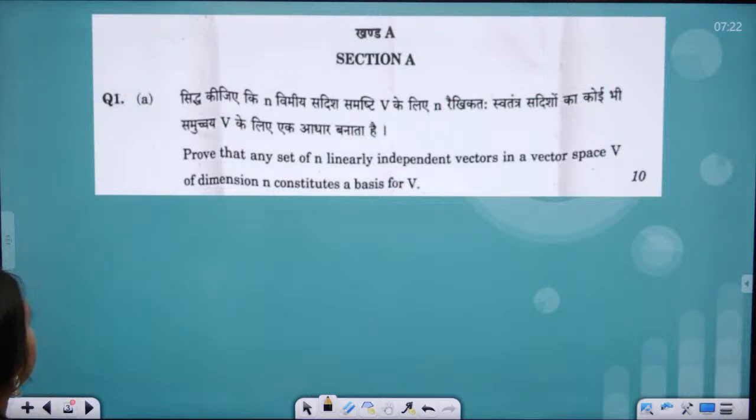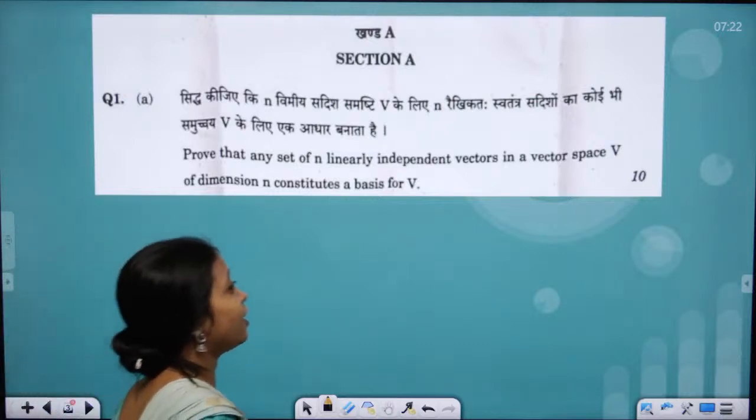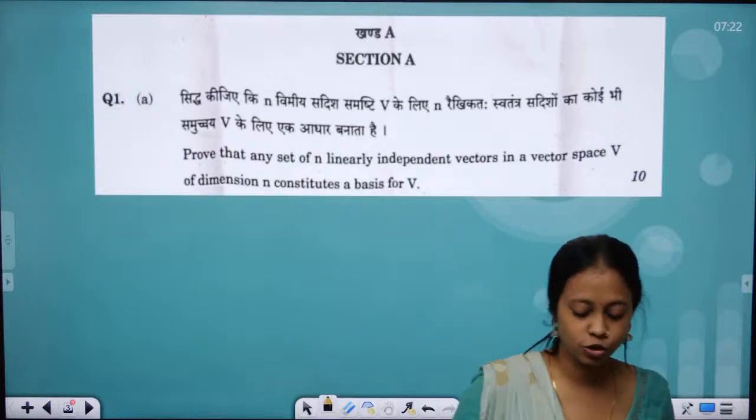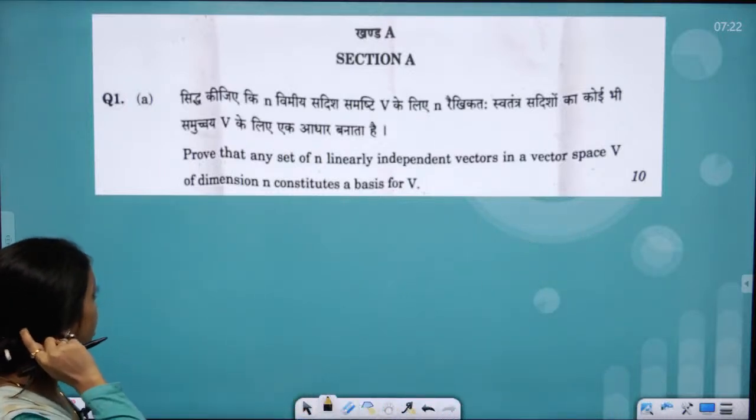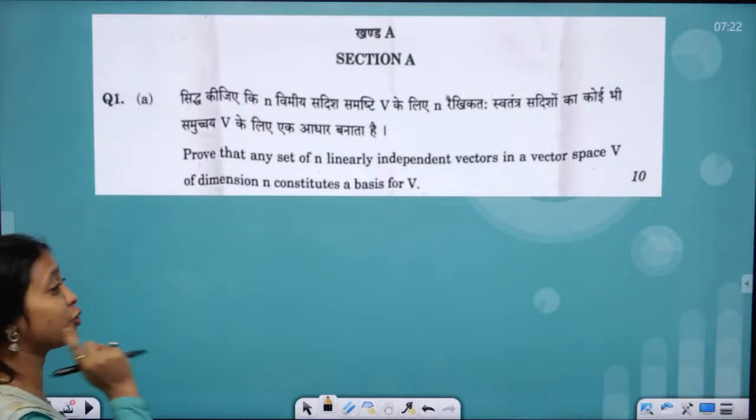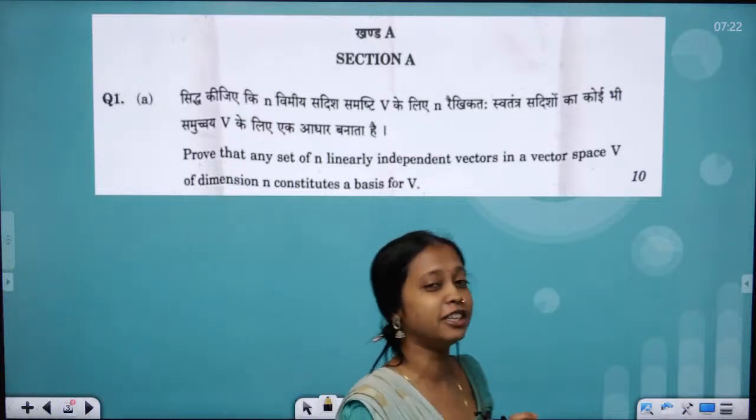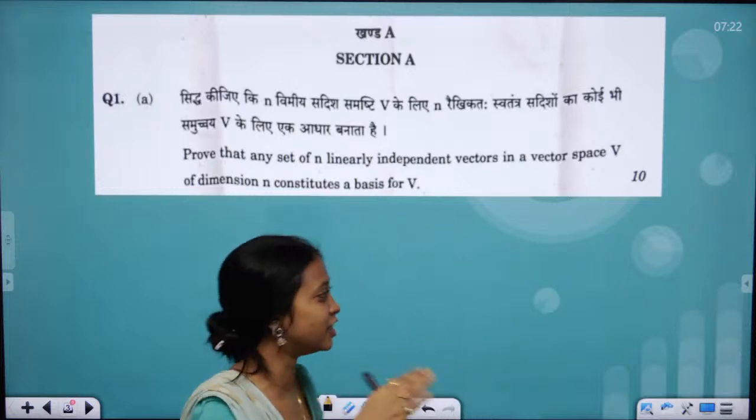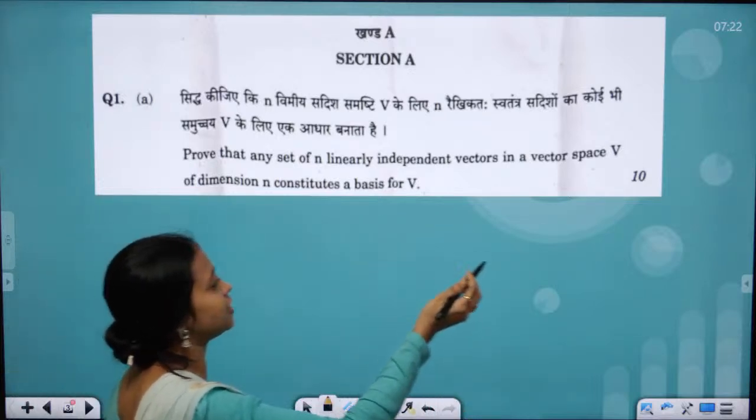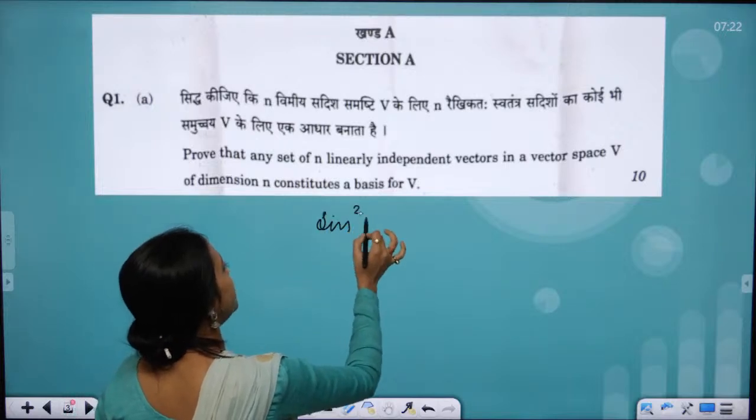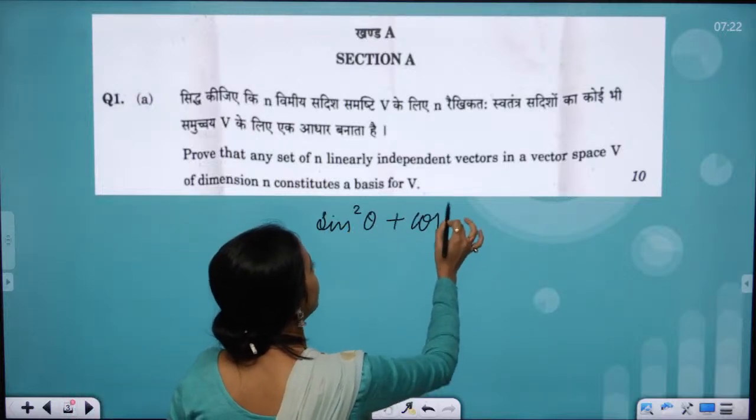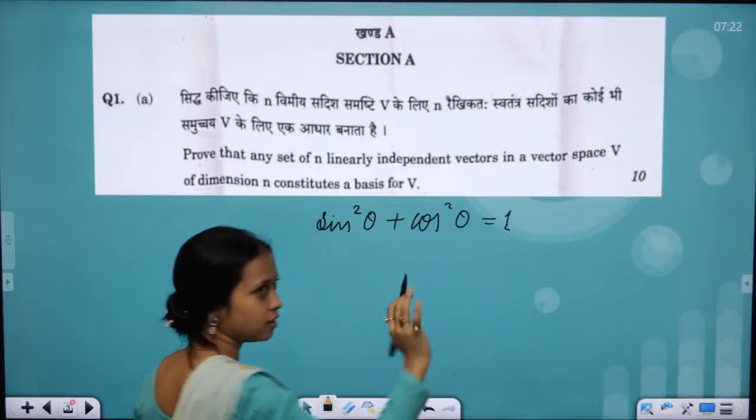This was the question 1. Now a very common phrase I heard from some of the students: ma'am, in linear algebra they asked a theorem. The first question was a theorem. So first of all you need to make a difference between a theorem and a result. This is a very famous identity, right? Sin squared theta plus cos squared theta equals 1. This is an identity, right?